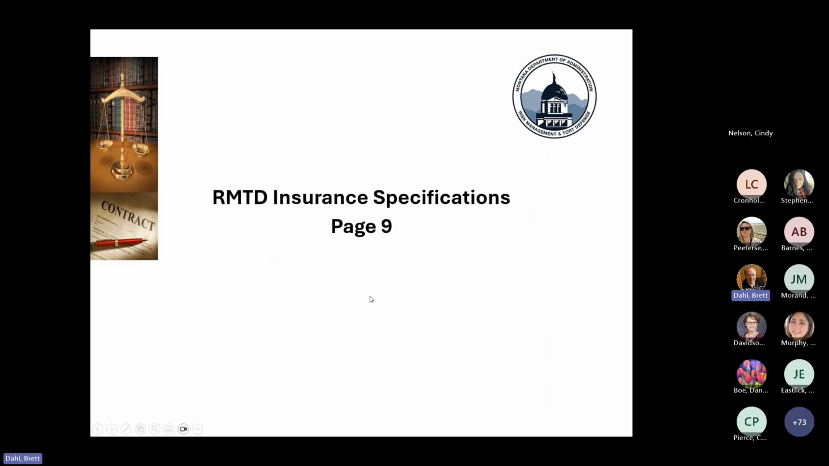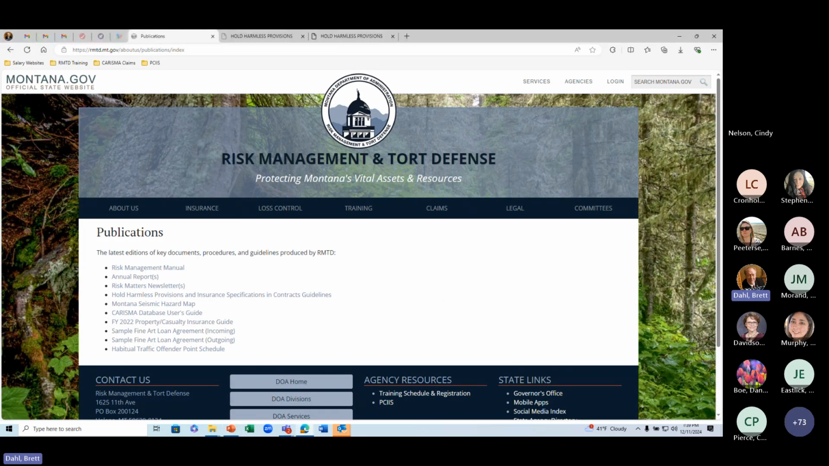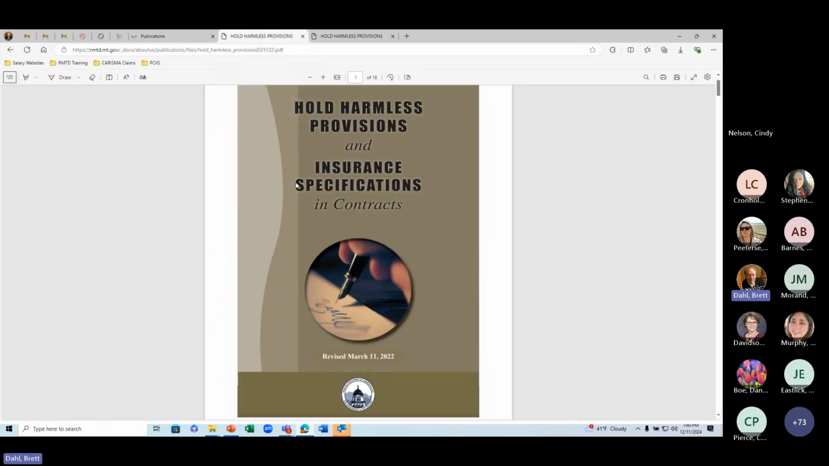Okay. So I'm going to, at this point, go to our specifications, and those are found on our website. You may be familiar with them. The Risk Management and Tort Defense Division, under Publications, hold harmless provisions and insurance specifications in contract guidelines. This is what the document looks like. We try to keep it up to date. We work with the Procurement Task Force and our insurance consultants and agents in putting this together. We hope it helps you.